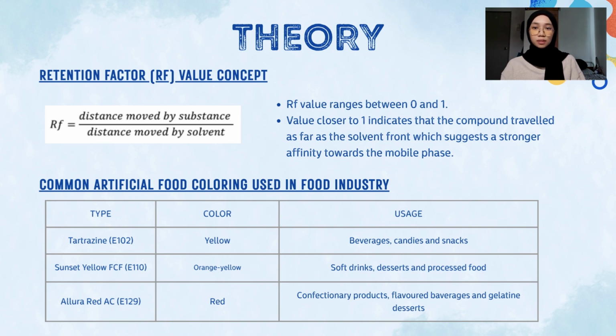Some of the most commonly used food colorings in the food industry include tartrazine, E102, a yellow azo dye frequently used in beverages, candies, and snacks production; sunset yellow FCF, E110, an orange-yellow dye commonly found in soft drinks, desserts, and processed foods; as well as Allura Red AC, E129, a red color used in confectionery products, flavored beverages, and gelatin desserts.